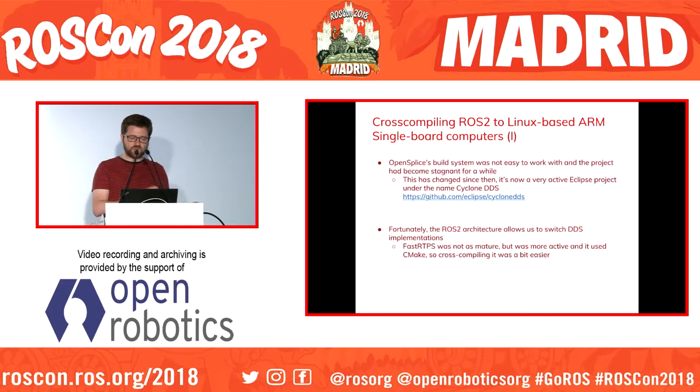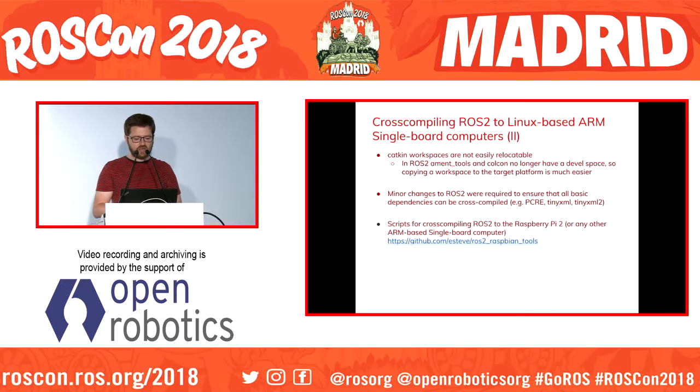Anyway, as we saw, ROS2 is so flexible that we can change the DDS implementation. And here's where Fast RTPS comes up. It wasn't that mature, to be honest. It was missing some features. This was 2015, obviously. But it used CMake, and it had a fairly active repository. So things could only get better.